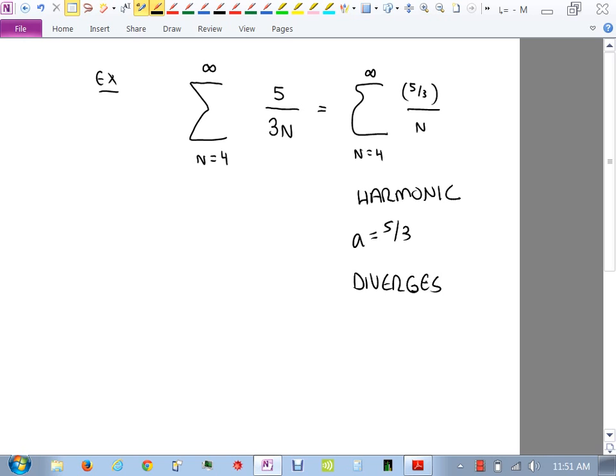Because the question is, what does this add up to be? And the answer is it's infinite. It doesn't go to a number like a geometric series. Sometimes they go to a number, sometimes they don't. Harmonics always diverge. You have to recognize the harmonic, identify it.